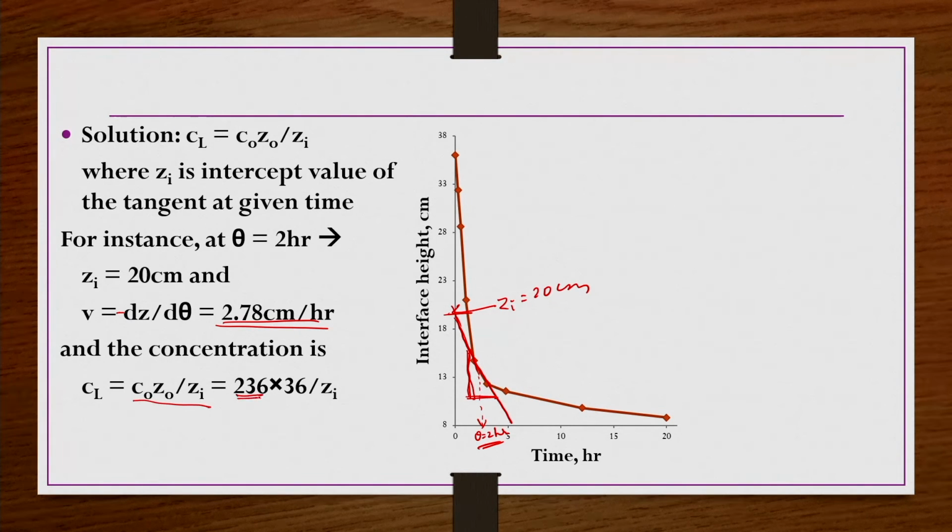C naught is given as 236, Z naught is given as 36, Zi at this point of time we have got as 20. So, overall CL final information is 8496 divided by Zi, this is what we have. So, now for different time intervals you find out different Zi's and then substitute here. So, you will get this CL information with respect to time, and then the slope of those tangents at different time intervals is nothing but the V information, the settling velocity of the particle.